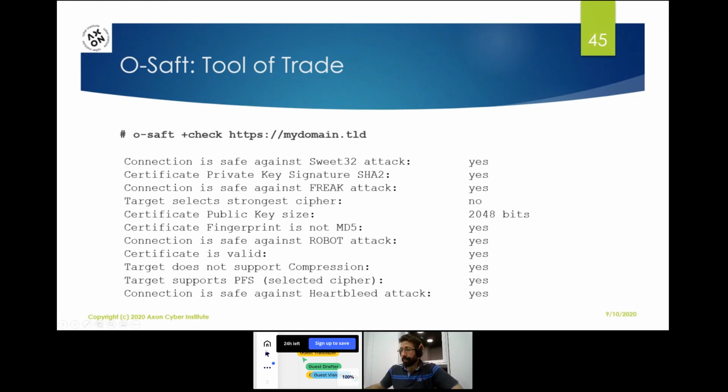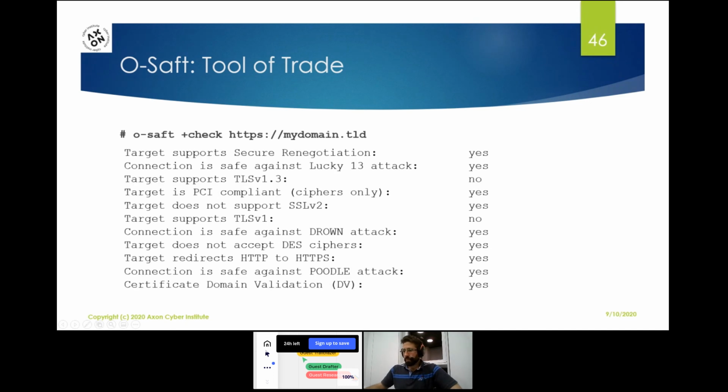What is the public key size? Fingerprint is not MD5. This is good. It's SHA-1 or SHA-2. Certificate is valid. Yes. No compression. This is also a good thing. Perfect forward secrecy also. They're immune against the Heartbleed attack. Yes.